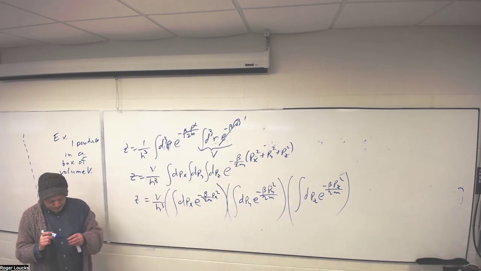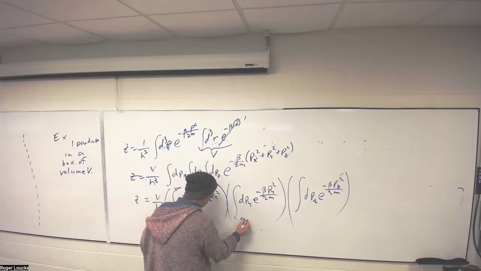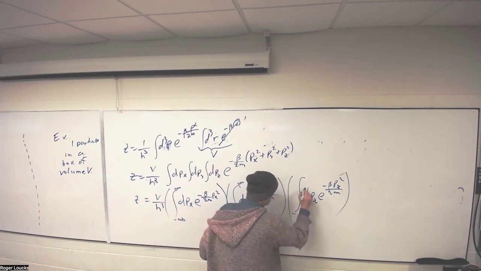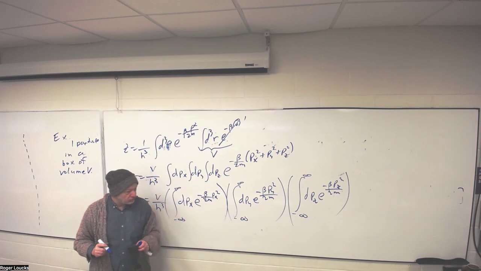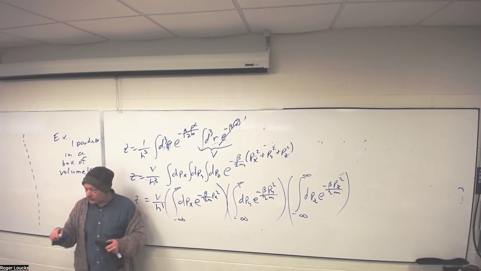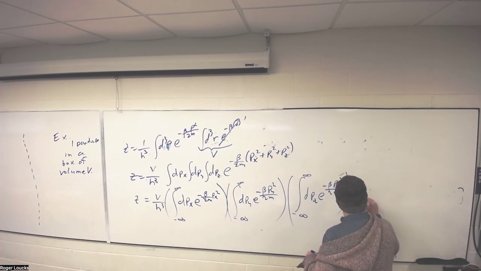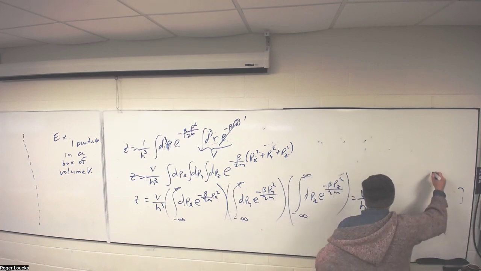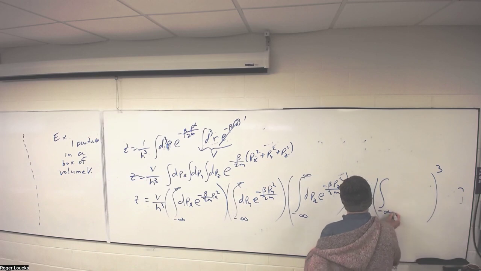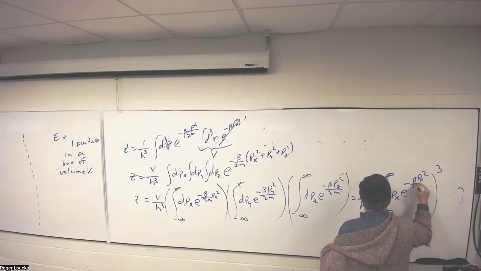Everyone happy for that? Then what did we say? All these integrals are going from minus infinity to infinity because you have to integrate over all possible momentum. And what do you notice about each of those integrals? They look the same. They're all identical. So all we have to do is work it out once and then cube it. They're all identical things. So this is really V over h cubed, the cube of the integral from minus infinity to infinity of dp_x e to the minus beta p_x squared over 2m.